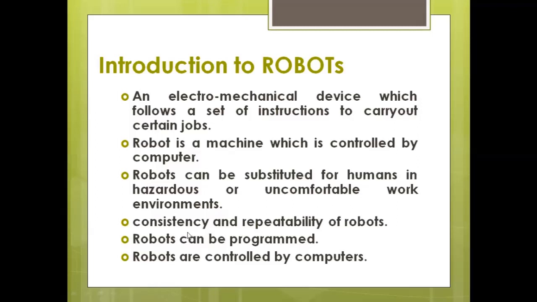Next, robots work consistently, with repeatability. Robot can be programmed based on our requirement. We have to write the program for performing the different operations. Robots are controlled by computers. By using the computer, once you have read the set of instructions, based on those instructions, robot can perform the different operations.